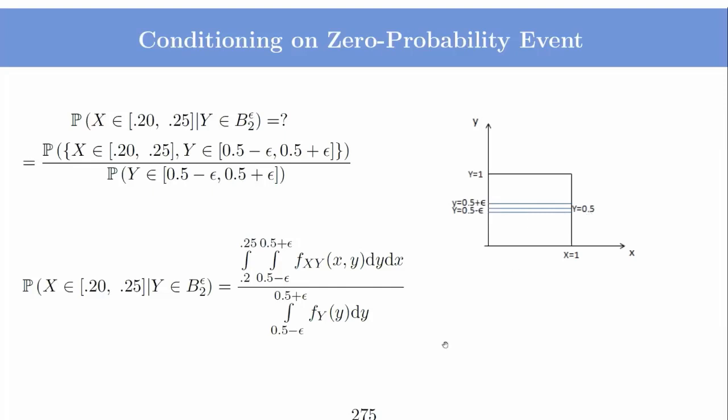In terms of distribution, I can write this probability as an integration of the joint distribution over this small rectangle, where X goes from 0.2 to 0.25 and Y goes from 0.5 minus epsilon to 0.5 plus epsilon. Similarly, the denominator is the probability of this strip, and this can be represented by the integration of the PDF of Y over this interval.